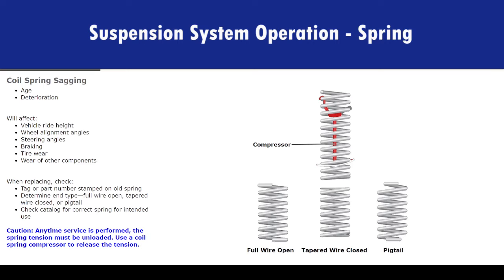Check for a tag or part number stamped on the old spring. Examine the spring to determine the type of end it has: full wire open, tapered wire closed, or pigtail. Check your catalog closely to ensure the replacement is the correct spring for the intended use. Caution: anytime service is performed, the spring tension must be unloaded. Use a coil spring compressor to release the tension.